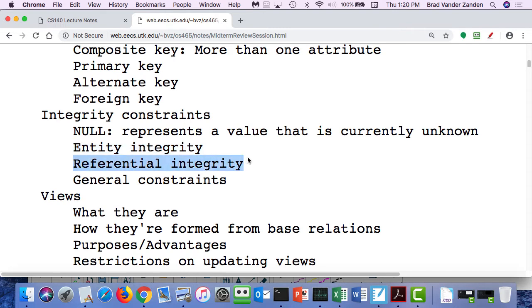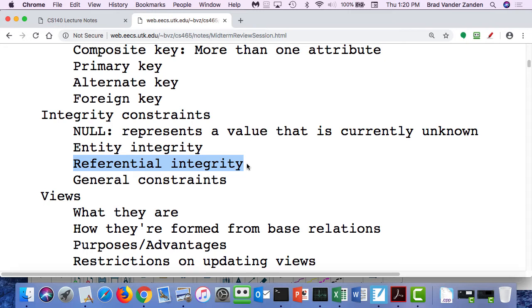Referential integrity, remember a foreign key points to something, so referential integrity means it must point to something. So referential integrity says either a foreign key points to a primary key in another relation or all of its attributes are null. So you can't have a foreign key where some subset of its attributes are null. If it does point to a primary key, that primary key must exist in another relation. You can't have a so-called dangling pointer. So referential integrity says the foreign key either points to an existing primary key in another relation or all of the fields of the foreign key are null.